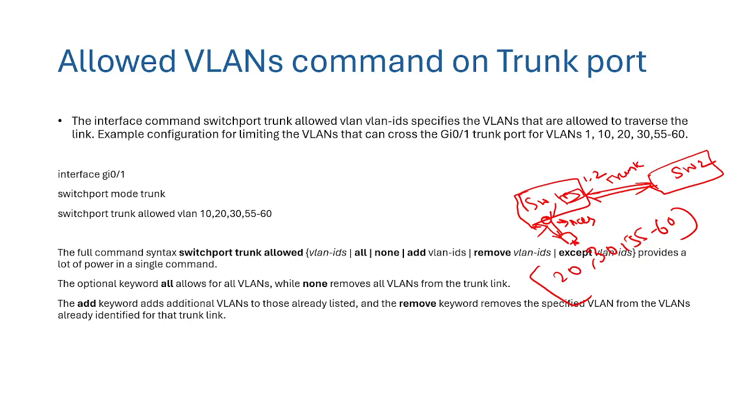Okay. Let's discuss the command. The full command syntax to configure the trunk allowed VLANs is switchport trunk allowed vlan. You can specify a VLAN ID, or you can use all, none, add, or remove, except. There are a lot of other options in a single command. So when you're working in a production network, make sure that you use the right command.